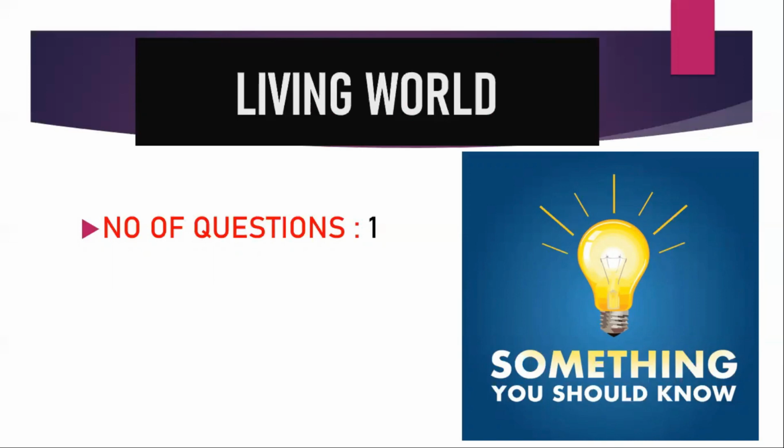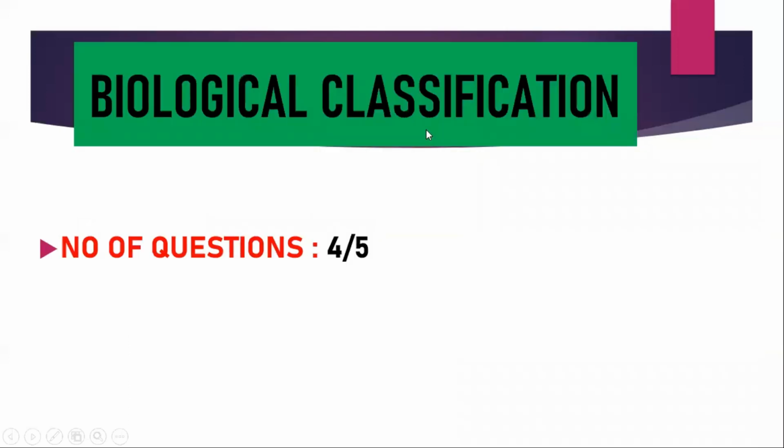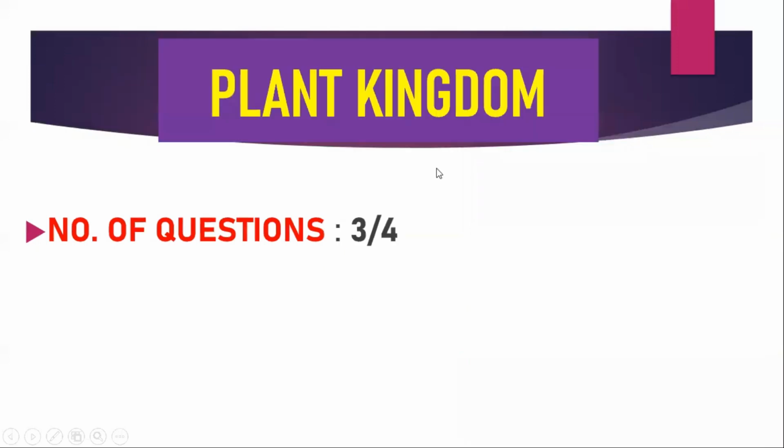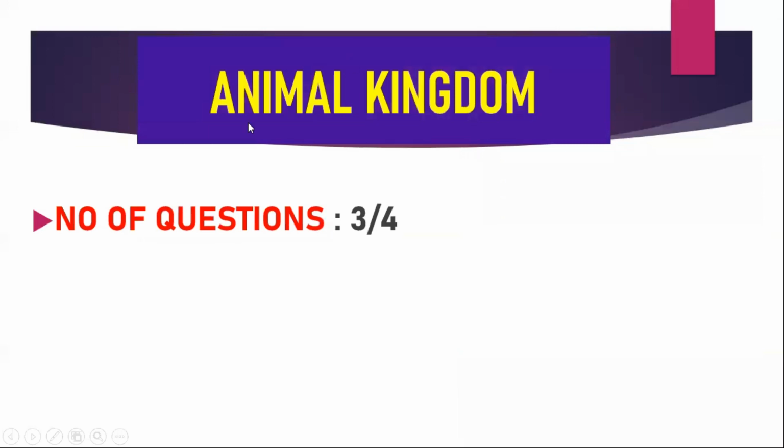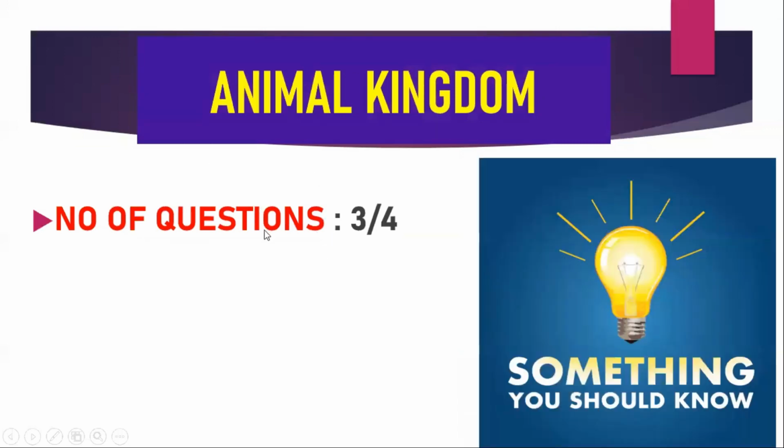So primarily focus on taxonomical aids, followed by the tabular column containing family, genus, and all the names of wheat, mango, etc. This is what you must focus on with respect to the living world. Next, biological classification: the average number of questions is 4 to 5. Sometimes they have asked even 6 to 7 questions. In plant kingdom, we have 3 to 4 questions on average, and similarly in animal kingdom, 3 to 4 questions on average.